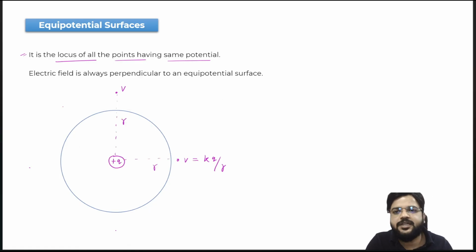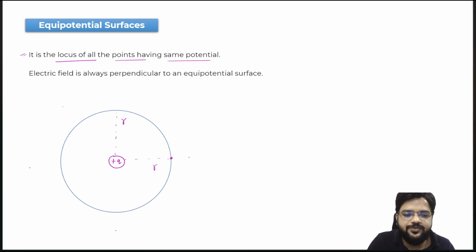And this sphere is representing equipotential surface, correct? So let's suppose this is the r distance. So here the potential is what? It is kq by r, and here is also kq by r. So potential on this sphere is same, everyone.